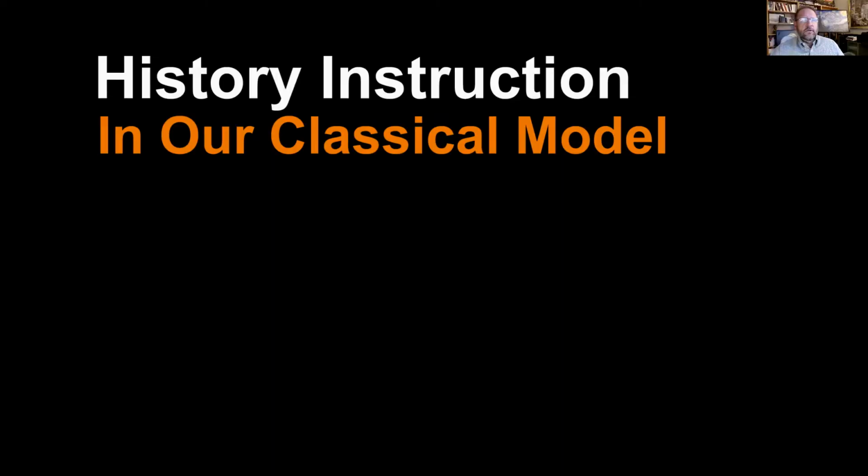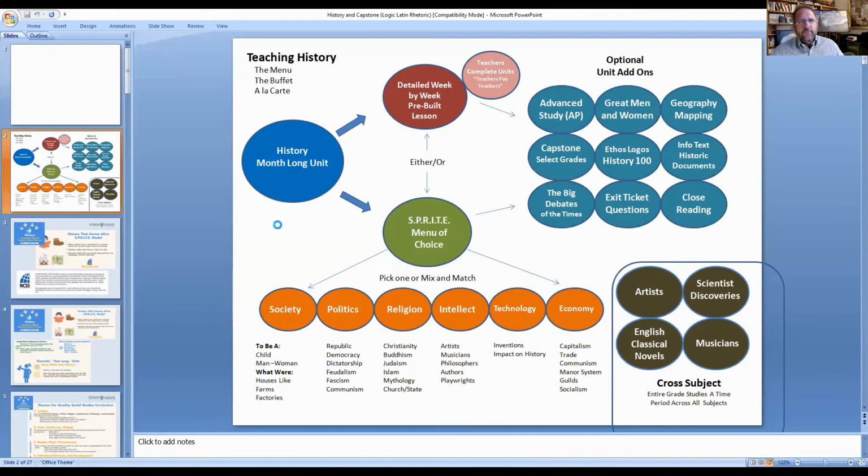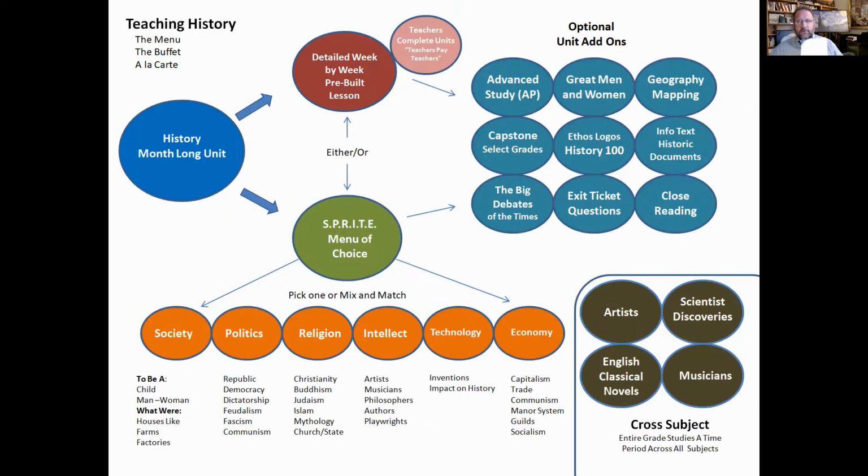So we've talked about the importance of history in a classical model. I'm going to break down what that history instruction looks like, or the platform that it's built under and the concepts that it's built on. So each unit or month is based on a particular card, which we covered.